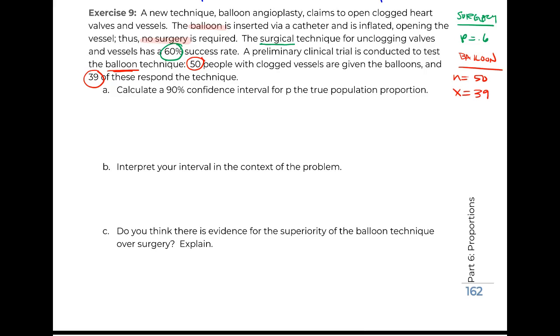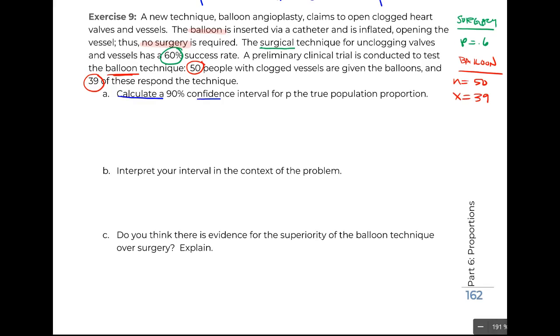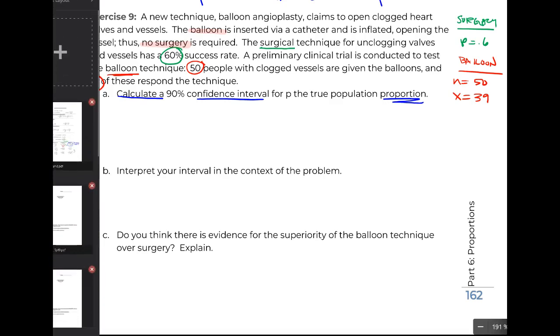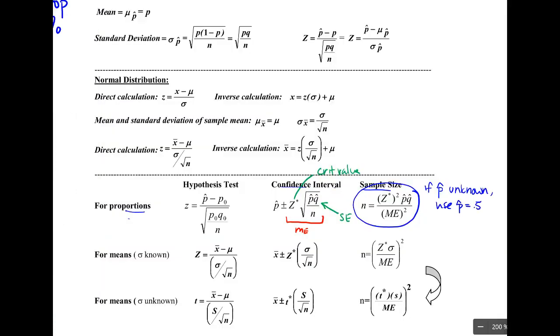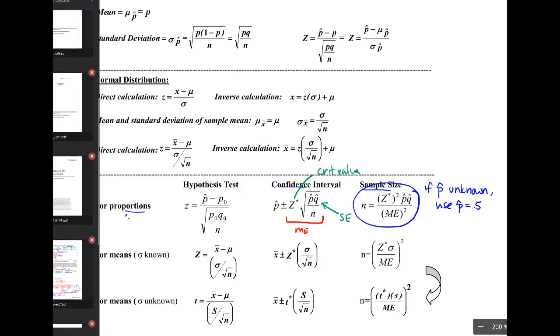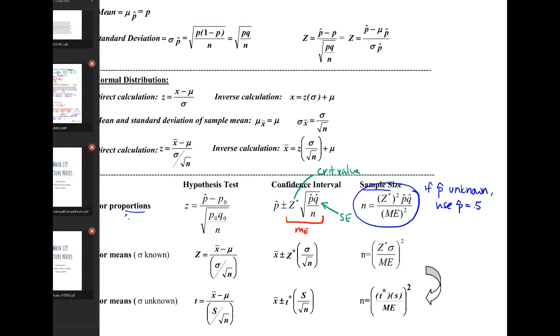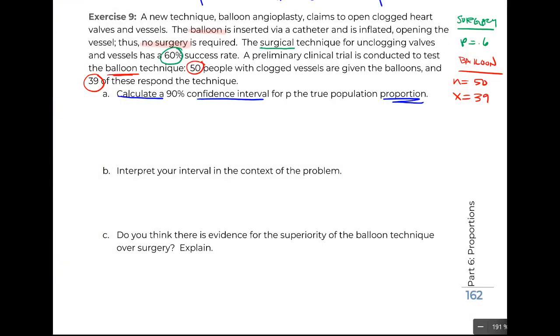All right. So A says calculate a confidence interval for P, the proportion. So first thing we're going to do, we're going to go to our formula sheet. I want a confidence interval. I want it for a proportion. That means I'm here, and I'm just going to copy that formula down, because that will get me 2 of 5 points if this were a question on the exam. So P hat plus or minus Z star square root P hat Q hat all over N.